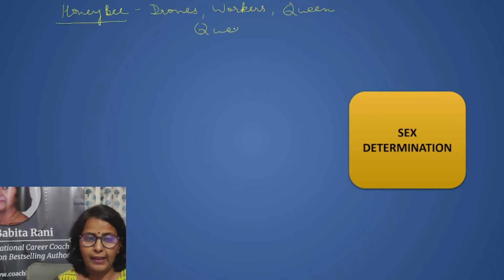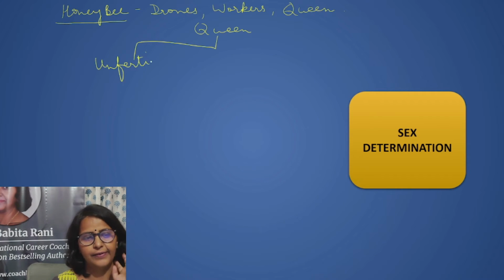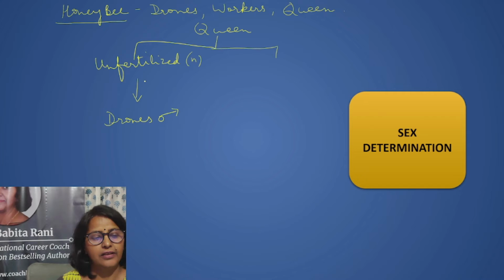So the queen will produce eggs. If the egg is unfertilized, that means it will have a haploid set of chromosomes, it will result in drones, which are male, and it will result with the help of a process called parthenogenesis.